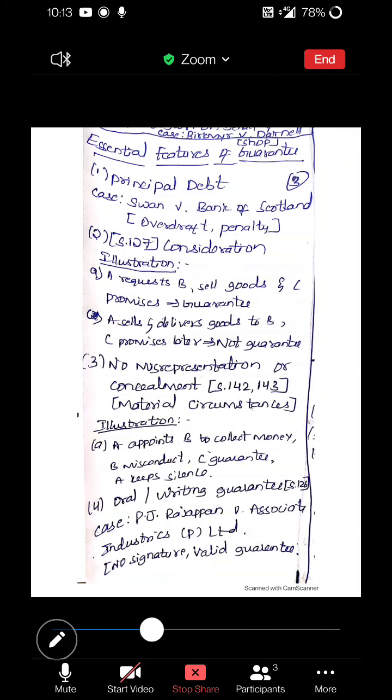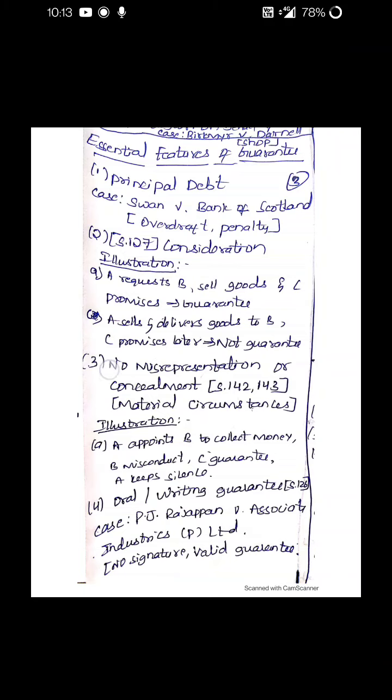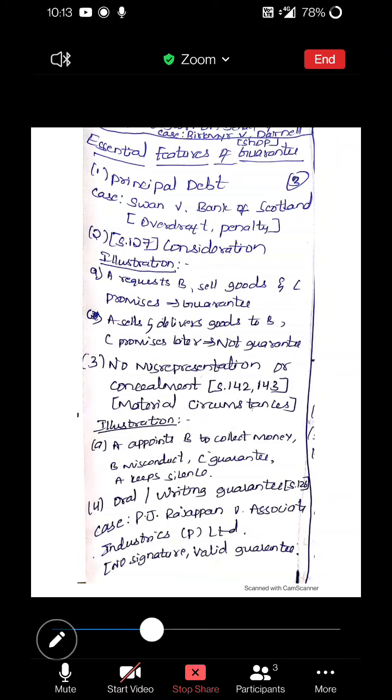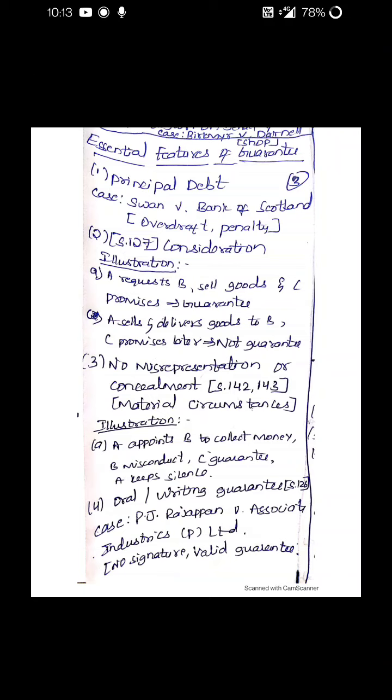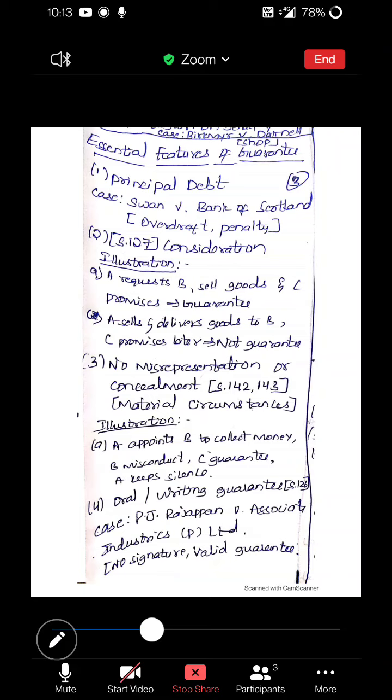So the essential features of a guarantee are: there should be a principal debt, and there should be a consideration. The creditor should not misrepresent or hide material circumstances, and should not conceal any material circumstances. And the next essential is that it is not necessary that the guarantee should be given in writing. It can be given orally also.